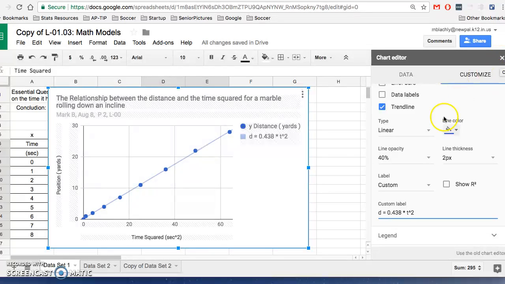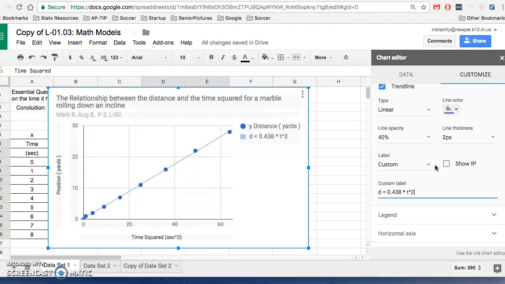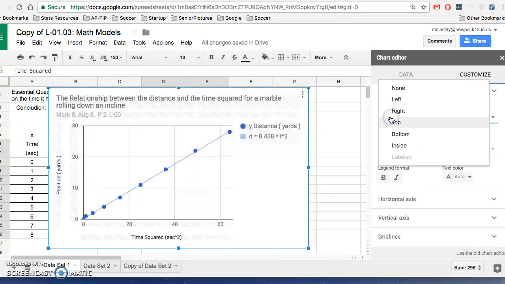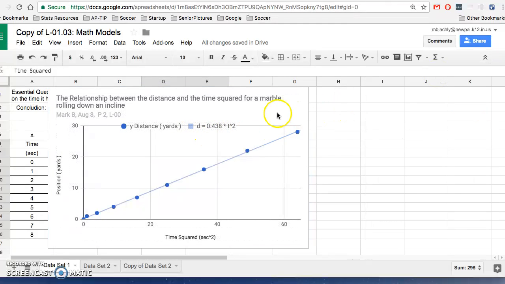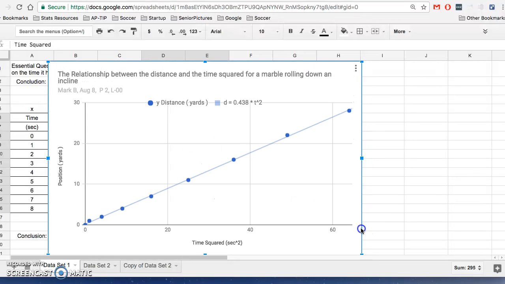And so now we are finished with customizations. You could actually move the location of your legend here if you want. You can put it on the inside, which just makes your graph a little bit bigger. It puts it right there. And that's what we're after, right there. So you can make this a little bigger if you want. I'm going to minimize that. So here is the final product. This is what we are after.